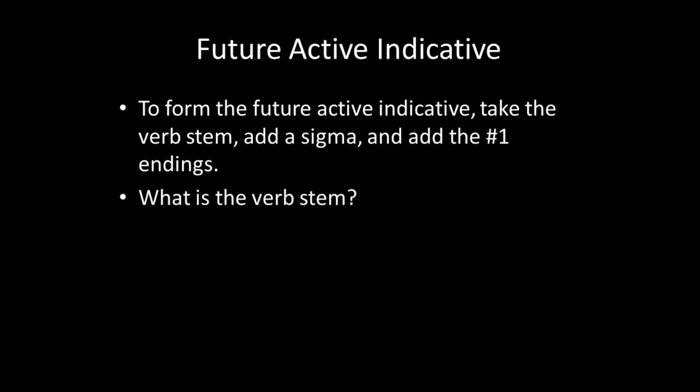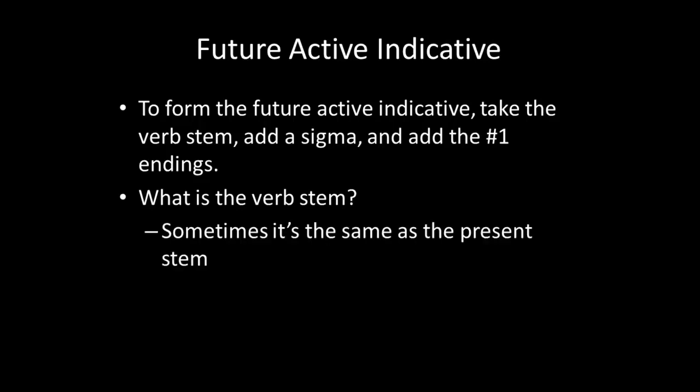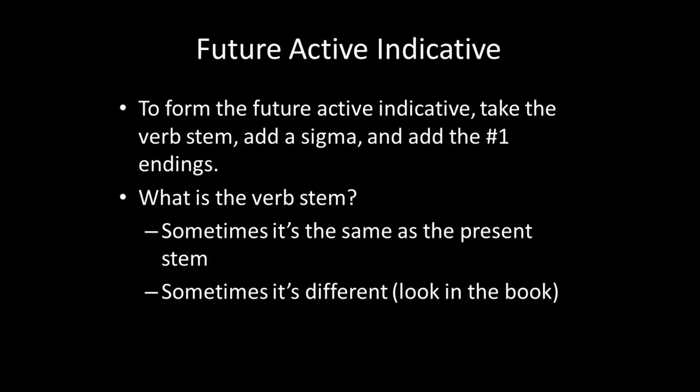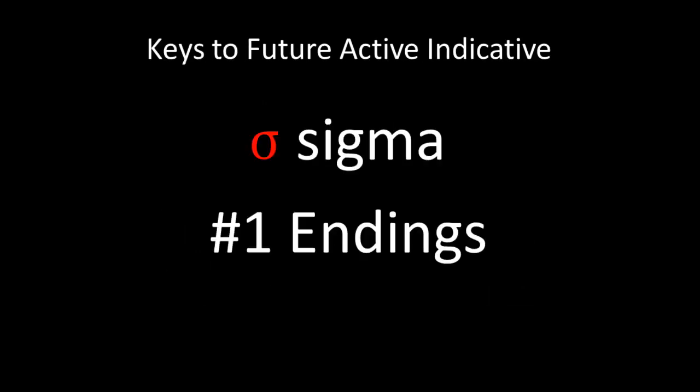What is the verb stem? Well, many times it's the same as the present stem, but sometimes it's different. And all you really have to do here is just look at the book. And we'll talk about it again more later in this lecture. So there are two keys for the future active indicative. The big, huge key is sigma, right there in the middle of the word, a sigma. And the second key is number one endings. So two keys to future. What are they? Sigma, number one endings.